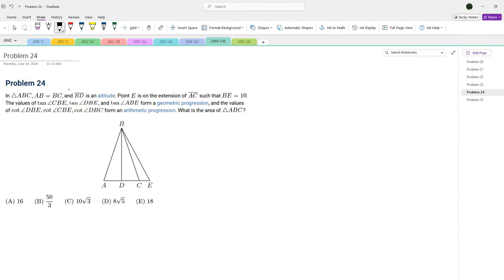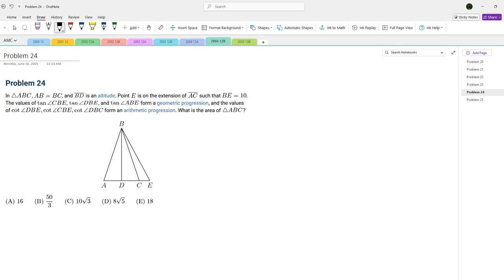In triangle ABC, AB equals BC and BD is an altitude. Point E is on the extension of AC such that BE equals 10. The values of tan CBE, tan DBE, and tan ABE form a geometric progression, and the values of cotangent DBE, cotangent CBE, and cotangent DBC form an arithmetic progression. What is the area of triangle ABC?